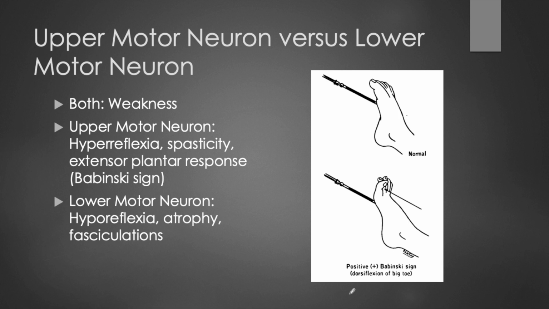Lower motor neuron injuries produce atrophy as the muscles innervated by the lower motor neuron no longer receive continuous signals and thus wither away. They also display fasciculations as a result of inadequate signal from the lower motor neuron.